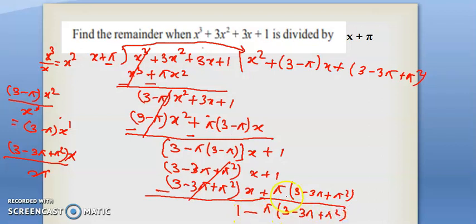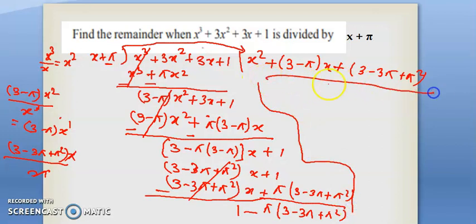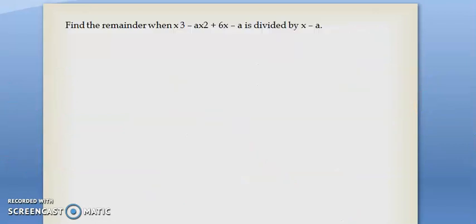If you want, you can open the bracket and write the remainder, or you can leave it as it is. So remainder is equal to 1 minus, I'm just opening the bracket, minus 3 pi plus 3 pi square, because minus and minus plus minus will be minus, so minus of pi cube. So this is how we can find the remainder if we divide one polynomial by another polynomial.